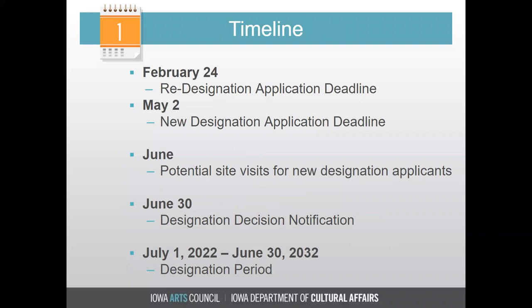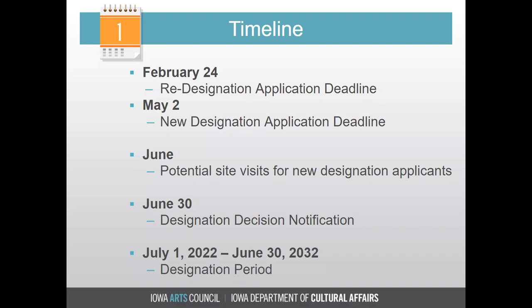This will give you an idea of what to expect in terms of timeline or turnaround time for the program. The Iowa Great Places redesignation application is due February 24th, for those looking to apply for redesignation. The new designation applications are due 11:59 p.m. on May 2nd. The remainder of the Iowa Arts Council's application process is entirely online.